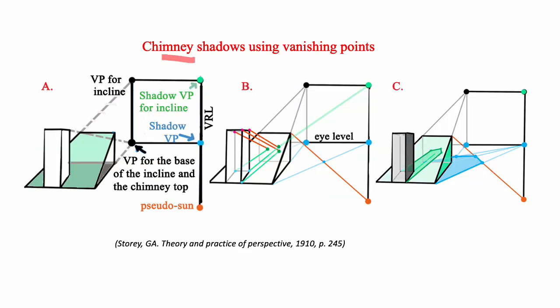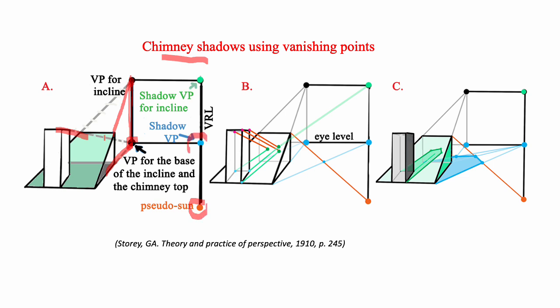This is a way of drawing chimney shadows using vanishing points. So this vanishing point is for the base of the incline and the top of the chimney, since they're both horizontal. And this is the vanishing point for the incline. It's vertically above the one for the base because they're attached. I have the pseudo-sun here, so this is front lighting.